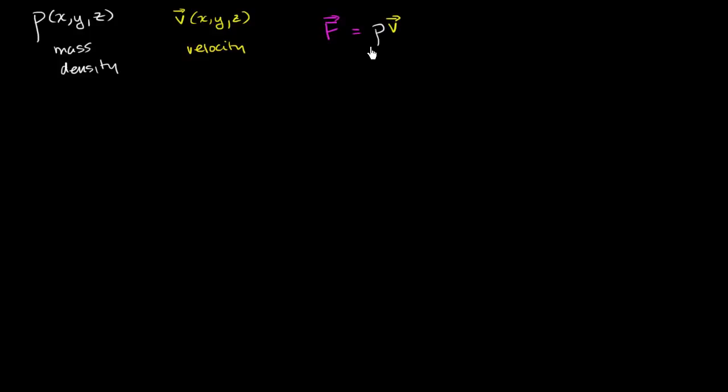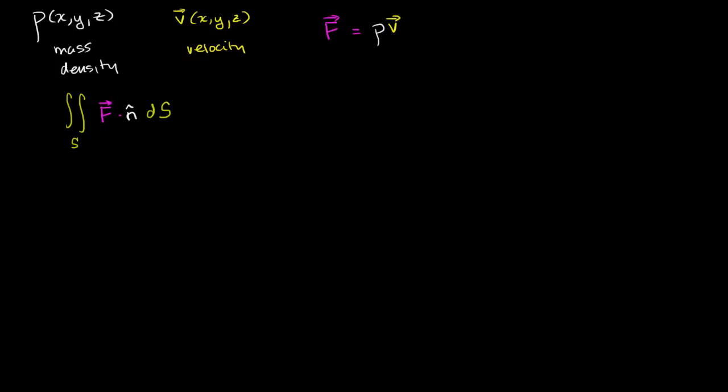Now, what I want to do is think about what it means, given this function f, to evaluate the surface integral over some surface. So we're going to evaluate over some surface. We're going to evaluate f dot n, where n is the unit normal vector at each point on that surface, dS, d capital S, d surface. So let's think about what this is saying.